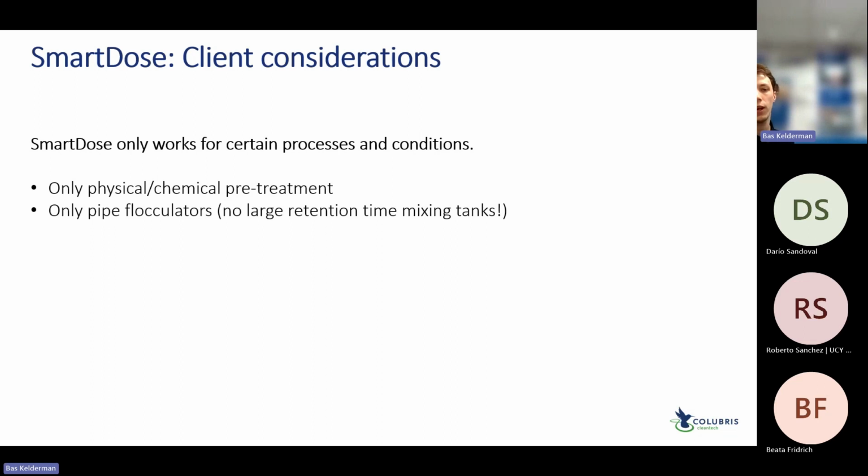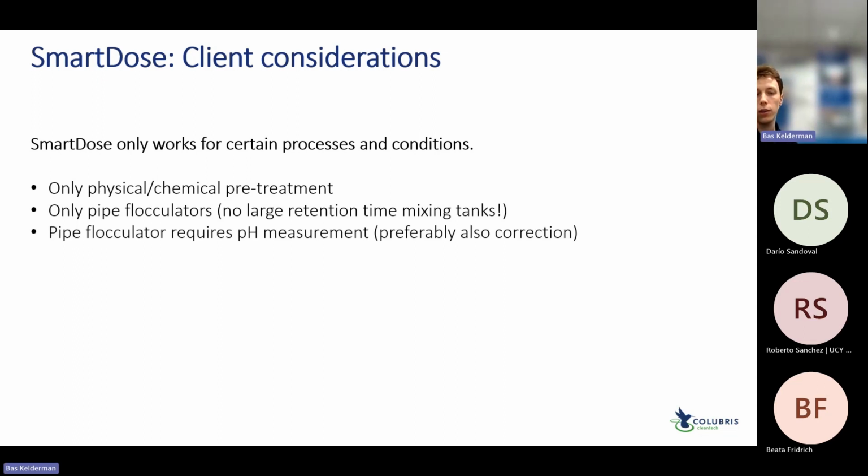We also prefer only to have it for pipe flocculators. It technically also works for mixing tanks, like we have a lot of those in Germany. But the mixing tanks have a larger retention time, and therefore the response after changing your dosage is much more delayed, and it gets drawn out a little bit more. It's not quite as defined as it would be here. So yes, it does work for mixing tanks, but not quite as well as it would for flocculators. So preferably, we don't really do those cases.